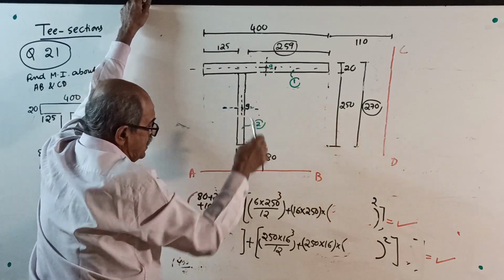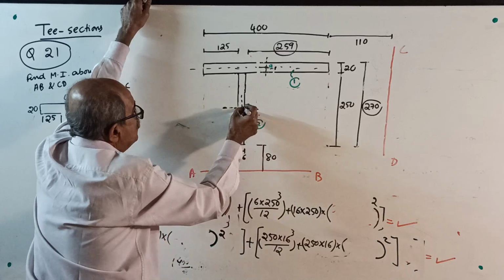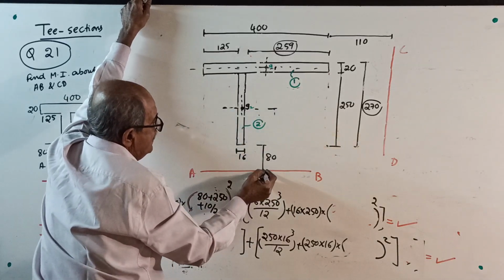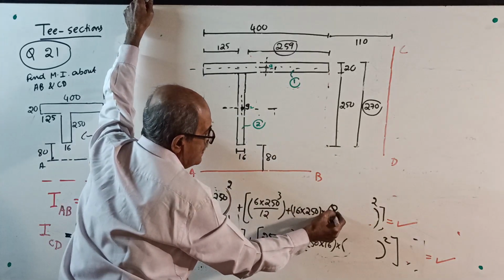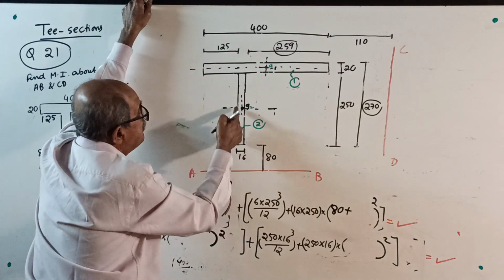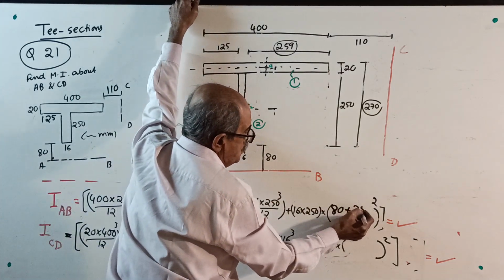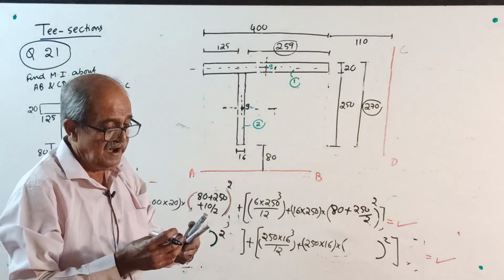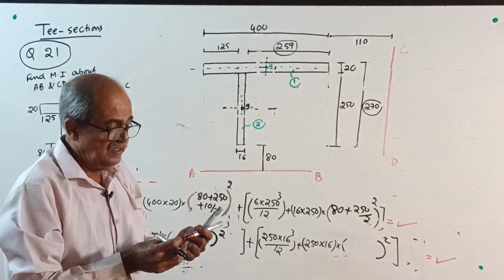Plus I about its own axis: 16 into 250 cube by 12, plus area into the distance from centroid to the axis. See, this distance is 80 plus another midpoint 250 by 2, whole square. Get the answer. Location of centroid is not there in this question. If you locate it, it is a waste of time.